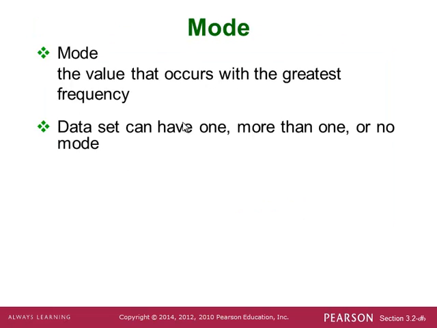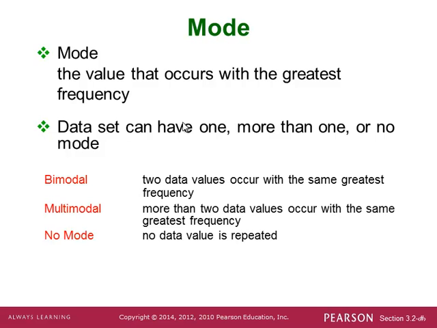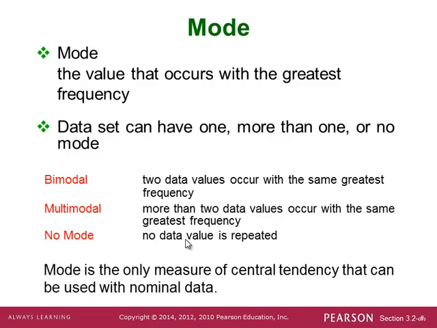The mode is simply that data value that appears the most. And this actually works for quantitative and qualitative data. You could have one mode, you could have two modes, in which case you'd have bimodal, multimodal if it's more than two, or you could have no modes if there's, well, no mode, in which case you would have no data value that's repeated. Mode is the only measure of central tendency that could be used with nominal data.